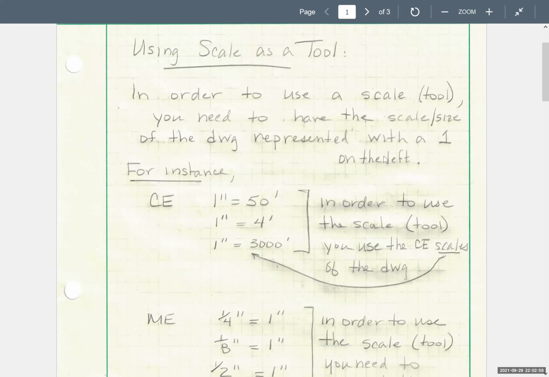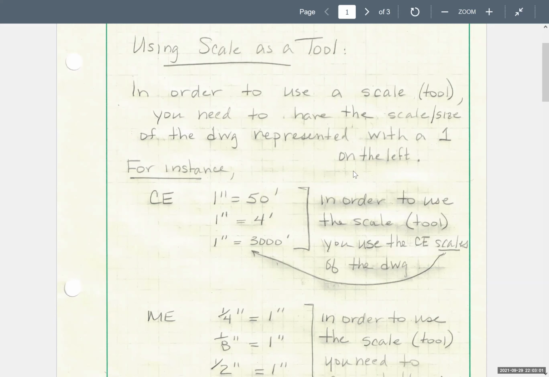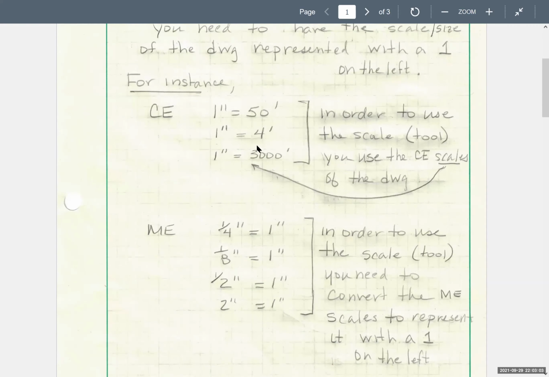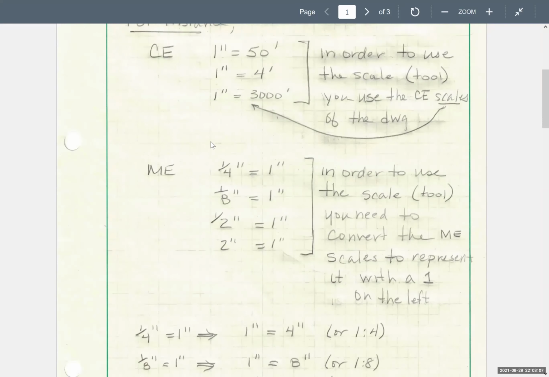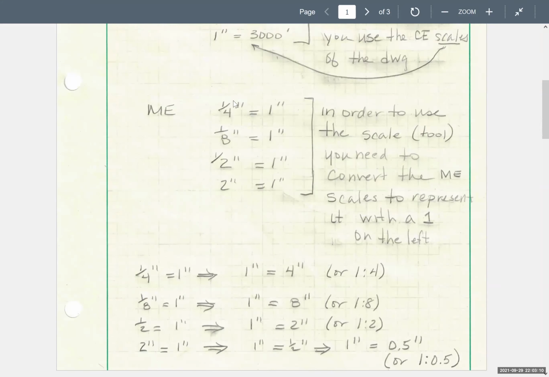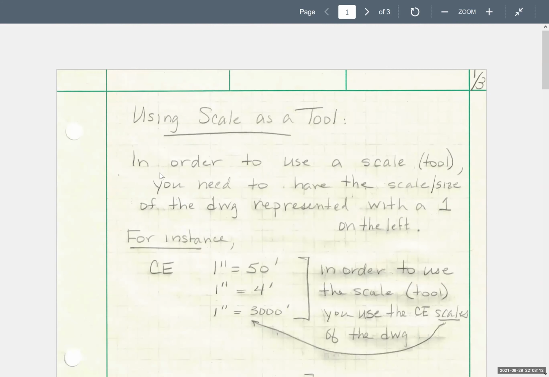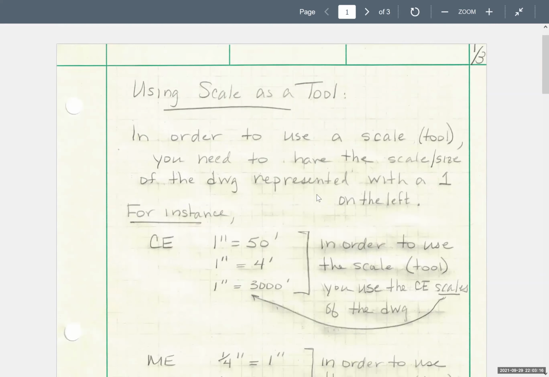Now, in order to use the tool, the triangular thing, you need to have the scale size of the drawing represented with a 1 on the left. For civil engineering, no problem, we all have 1s on the left already. But in the scale for mechanical engineering, 1s are not on the left. So everybody's getting this: in order to use that scale tool, we have to have a 1 on the left.